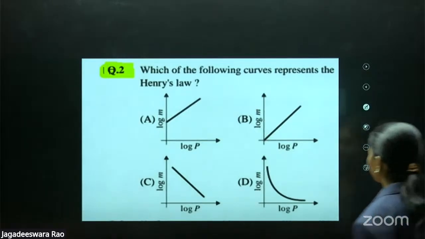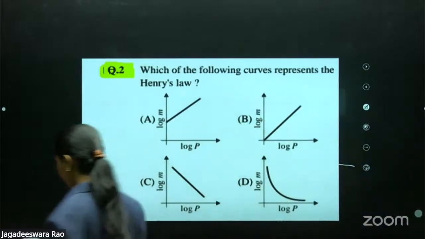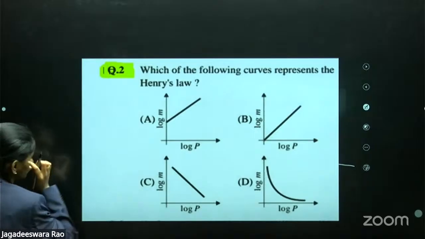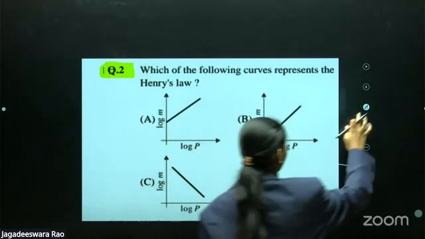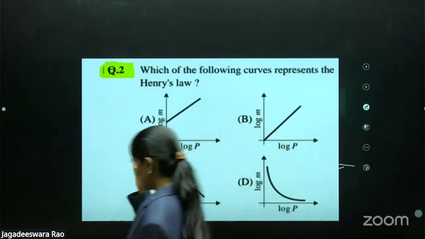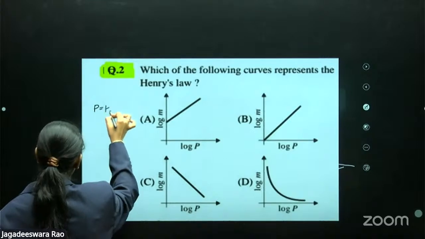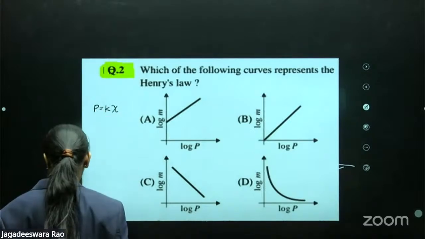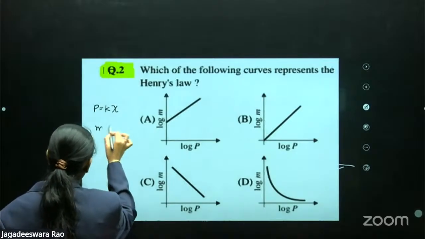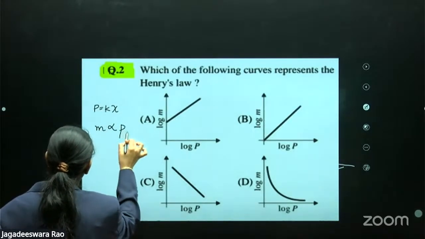So, we have to derive this. How do you derive this? See, the formula we know is that the partial pressure is equal to K into mole fraction. And also when you consider the mass of a gas, oh okay, M is mass, not molality. So the mass of the gas is directly proportional to the partial pressure.